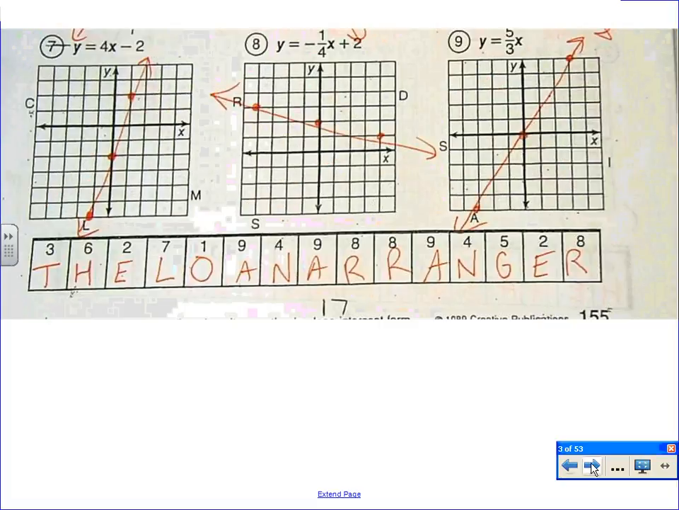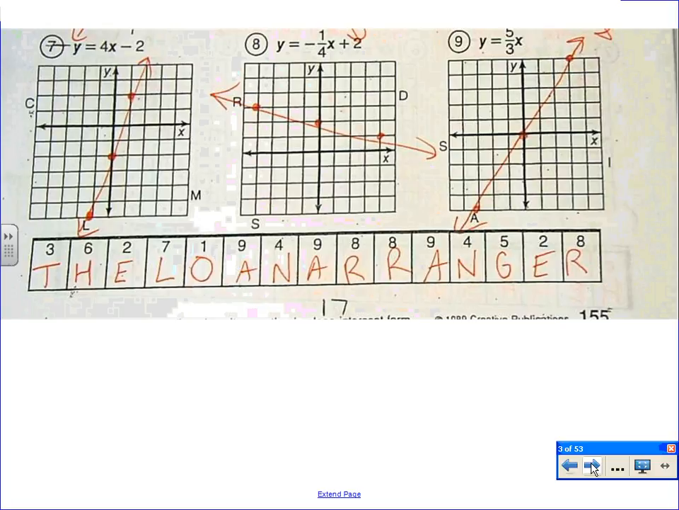Okay, 7, 8, and 9. Number 7 is m is 4/1, b is (0, -2). Number 8, m is -1/4, b is (0, 2). And again, my graphs are up there. Number 9, m is 5/3, b is (0, 0). And the answer to that was the loan arranger. But you didn't have to do that. Haha, right? Any questions on any of the graphs?